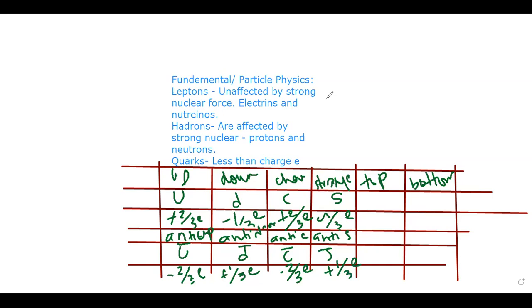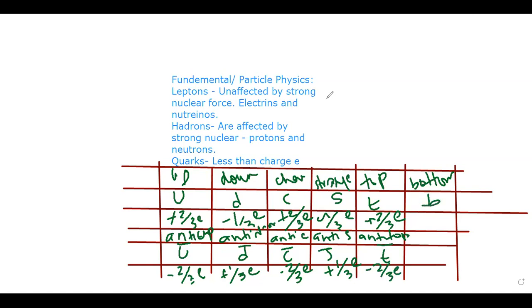Then we have top, which is T. The charge is plus 2 upon 3 e, right? The anti-quark is anti-top. The symbol for this is T dash, and the charge is going to be minus 2 upon 3 e for your anti-quark.